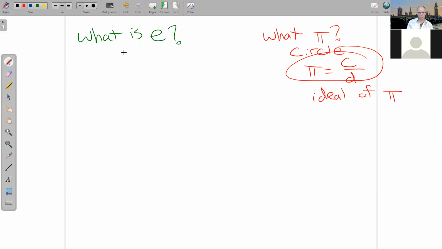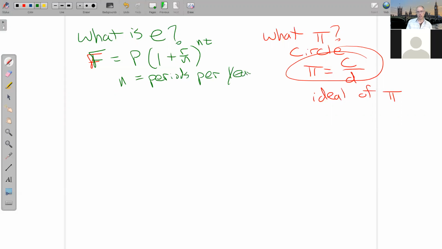It's this weird number. Where does it come from? One place it comes from is compound interest. So there's a compound interest formula that says F equals P times (1 plus R over N) to the power NT, where N is the number of compounding periods per year. And if I simplify this equation a little bit, and I let P equal 1, R equal 1, and T equal 1, then I get F equals, P is 1, so who cares about that multiple, (1 plus 1 over N) to the power N.